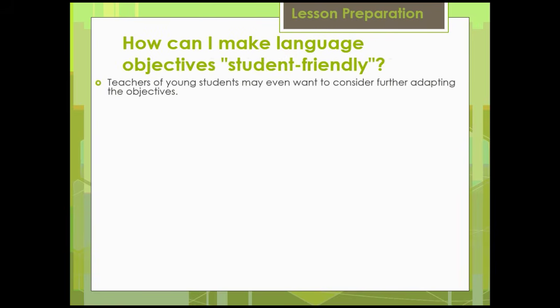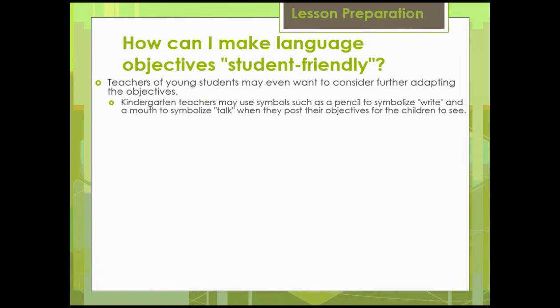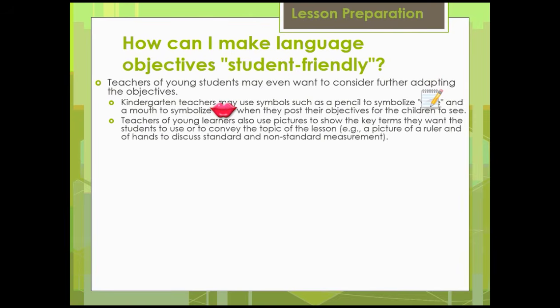So how can I make language objectives student-friendly? Teachers of younger students may even want to consider further adapting the objectives. Kindergarten teachers may use symbols, such as a pencil to symbolize writing, and a mouth to symbolize talking when they post their objectives for their children to see. Teachers of young learners also use pictures to show the key terms they want their students to use, or to convey the topic of the lesson. Some examples are a picture of a ruler and of hands to discuss standard and non-standard measurement.